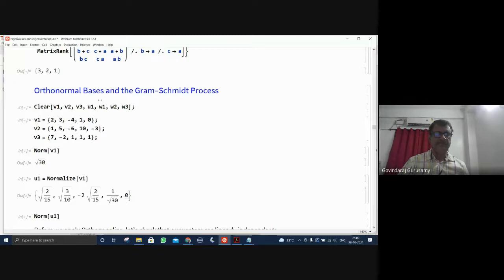See the numbers now? Norm of a vector: find out the magnitude of that vector v1. Square these numbers, add them, and take the square root. When you do that, I'm getting the norm of v1 equal to square root of 30. 16 plus 1 is 17, 17 plus 9 is 26, 26 plus 4 is 30, square root. That is this number. Similarly, I can find out for v2 and v3 also.